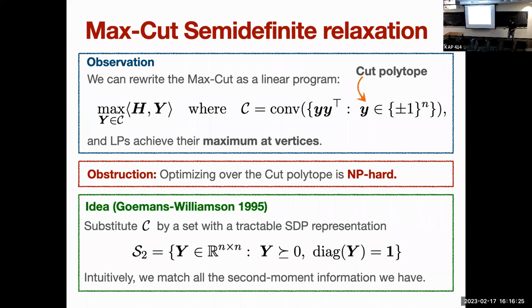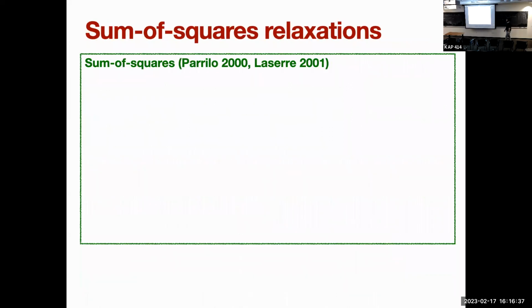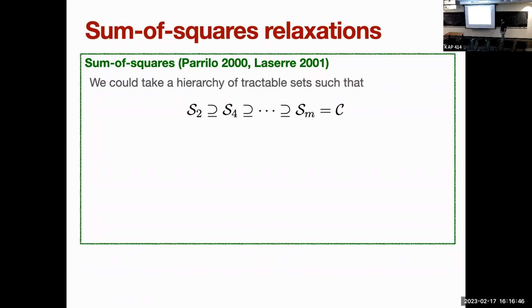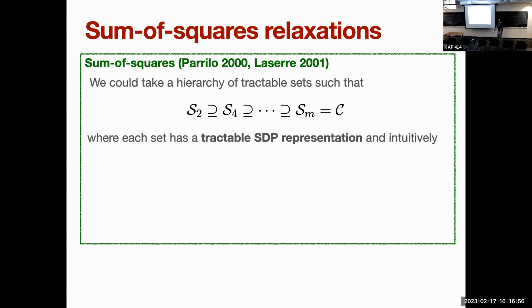of this set. And intuitively, what you are trying to do, again, this is very hand wavy, is match second order information about this cut polytope. So you can generalize this idea. This was an idea of Pablo Parrilo and Jean Lasserre independently at the beginning of the 2000s. Instead of just taking second order information, you can take k-th order information. So you can have a hierarchy of different sets that are fatter than the one that you want to approximate, but are closer and closer to the one you want. And each one of them has a tractable representation.